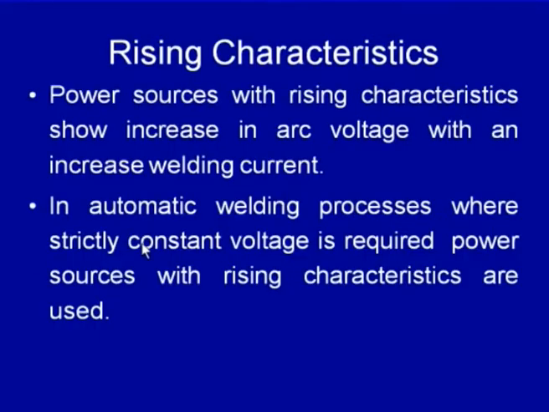Another type of the characteristic of the power source is the rising characteristic. In this type of characteristic, an increase in welding current increases the arc voltage, and that is why it is termed as the rising characteristic, because it shows an increase in arc voltage with the increase of welding current. So, in the automatic welding processes, where a strictly constant voltage supply is required, then rising characteristic power sources are used.